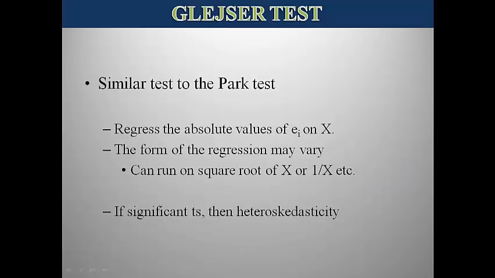The second test in our heteroskedasticity testing list is the Glejser test. This test is quite similar to the Park test, but in this test we use the absolute values of residuals rather than the residuals square. So the form of the regression may be different from the Park test, because in this test we can use square root of x or 1 upon x. The method is the same: if the t values are significant, as in the Park test, we can conclude that the data is plagued with heteroskedasticity.